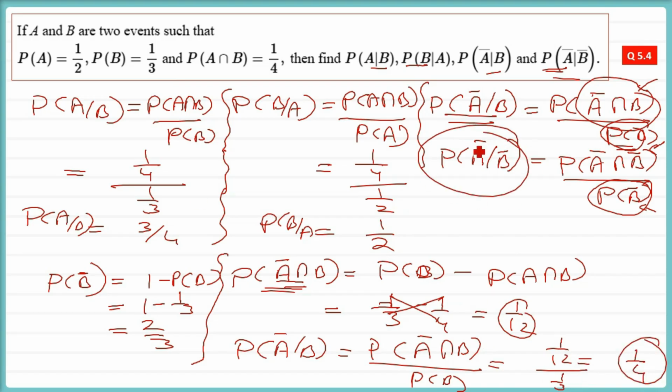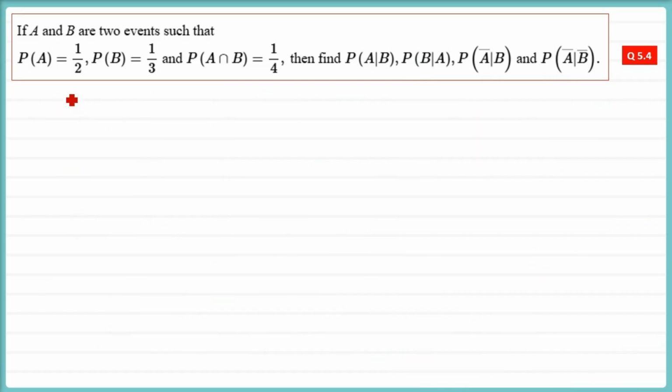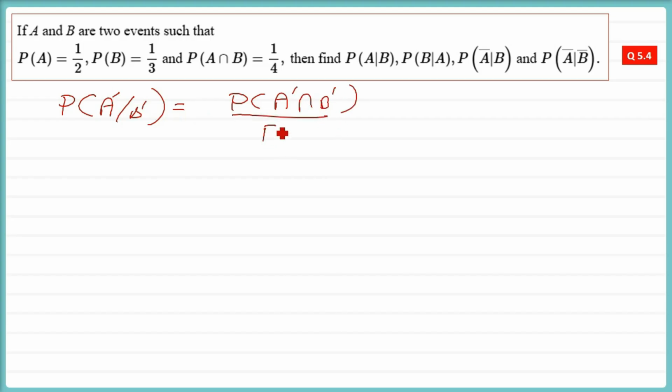Alright. Now coming to the last one. All others are computed. P(A'|B'). So P(A'|B') is simply P(A' ∩ B') divided by P(B'). Now P(B') we computed as 1 minus P(B), and that was 2 by 3. 1 minus 1 by 3 was 2 by 3. You have just done it. Now coming to P(A' ∩ B'). I am writing the complement also, with the bar above the letter, that is, both the things are not, or complement.